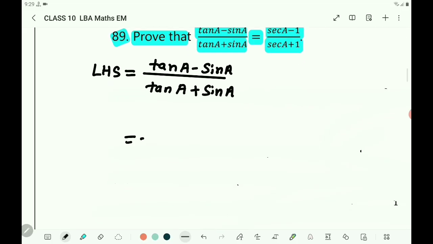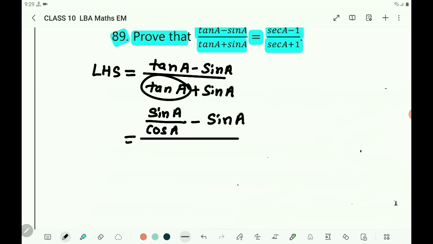equals. Express tan A in terms of sin by cos. Right, sin A by cos A. In the place of tan A, write sin A by cos A minus sin A. In the denominator also write tan A as sin by cos.